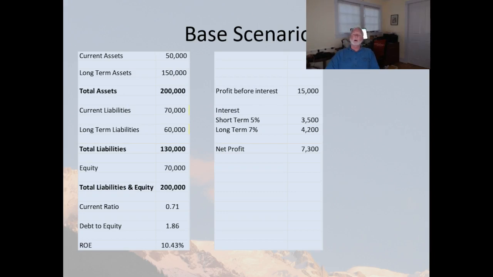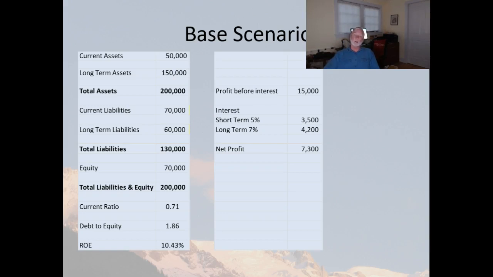And going over to the right there, my operating profit before interest costs is $15,000. My interest in this model is I'm paying 5% on my short-term money, which is $70,000, so that's $3,500 annually. And I'm paying 7% on my long-term money, which is $4,200 annually. And that gives me a net profit of $7,300.